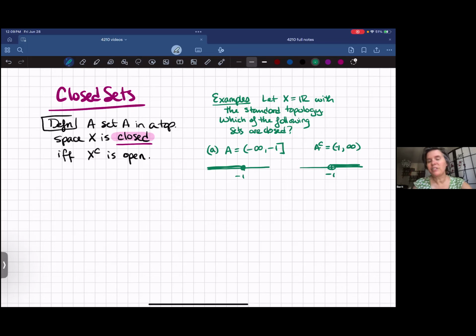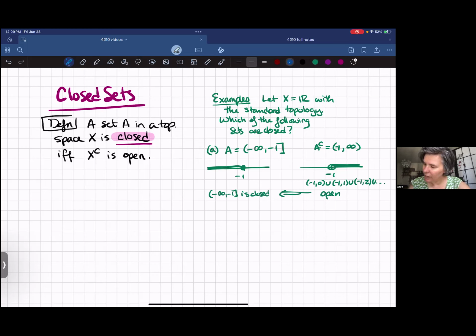Then you have to ask yourself, is A complement open? Can A complement be written as a union of open intervals? Yeah, I could write A complement as the union of the intervals (-1, 0), (-1, 1), (-1, 2), and so on. It's an infinite union, but that's okay for open sets. And so this is open. And that tells me that negative infinity to negative 1 is closed. Its complement is open, therefore it is closed.